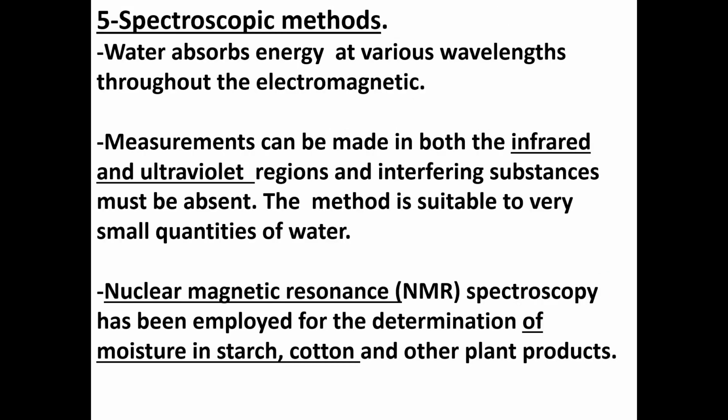One additional method for moisture determination is the use of spectroscopic methods. This is based upon the convenience of using UV and IR regions to measure the presence of water. In this case, interfering substances must be absent. Spectroscopy is a very sensitive way for estimation of different compounds, and it can measure very small amounts of water. NMR, even though it is a very insensitive technique, was used for estimation of moisture in starch, cotton, and other plant products.